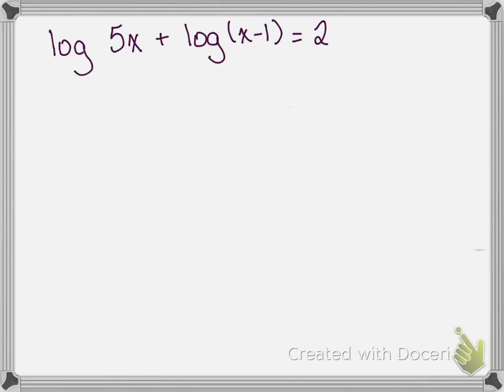Okay? So I have log base 10. You can write that 10 right there if you want to. What's happening to the 5x and the x minus 1? They're being multiplied. Okay? So I have 5x times x minus 1, and that's equal to 2. Now I have a single log on one side equal to something without a log on the other side. So what do I have to do? Which method?